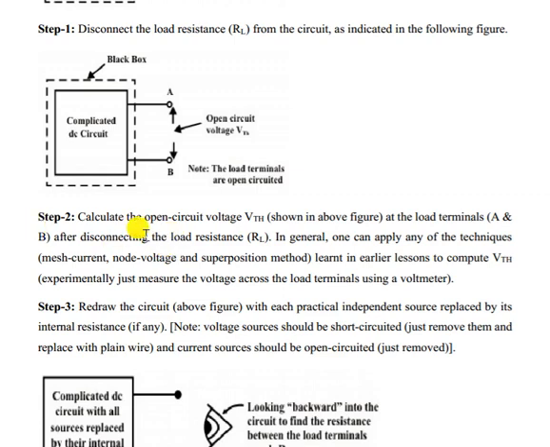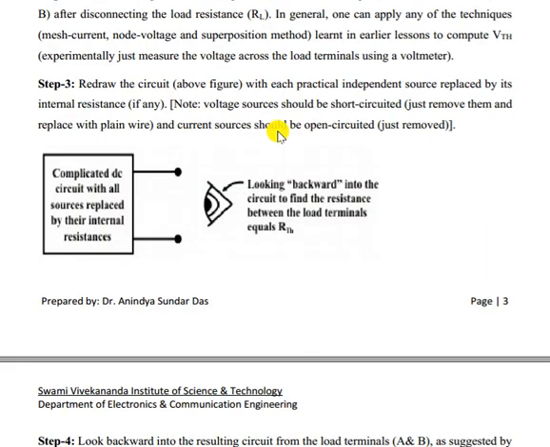So step 2 is to calculate the open circuit voltage at the load terminals after disconnecting the load resistance. In general we can apply the mesh current method, nodal voltage method, or superposition method to find the value of VTH. In a practical scenario, we can remove RL and connect a voltmeter across the points AB. You can measure the Thevenin voltage.